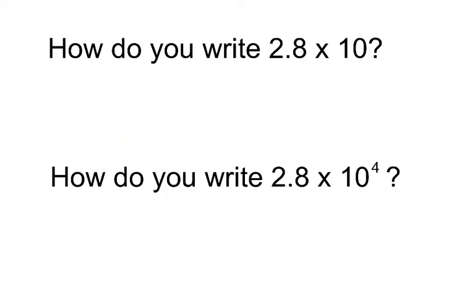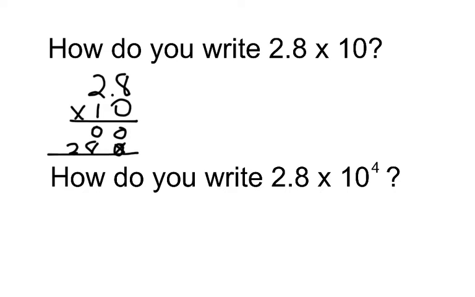Let's first look at one example. How would you write 2 8/10 times 10? Well, you can use the old-fashioned way of multiplying up and down: multiply 0 times 8, 0 times 2, hold my spot, 1 times 8, 1 times 2, add them together and get 280, move my decimal over one spot and get 28.